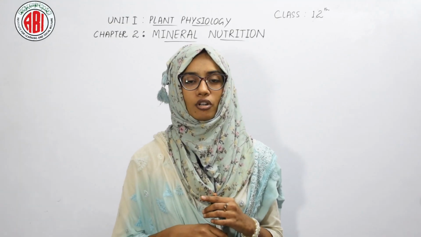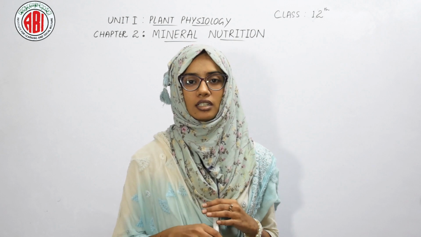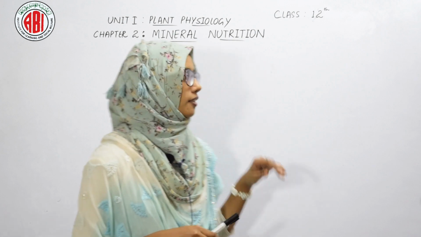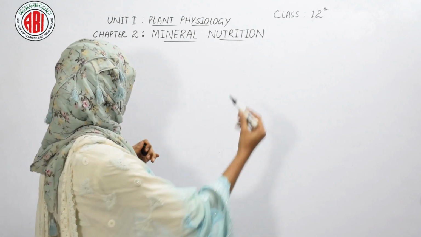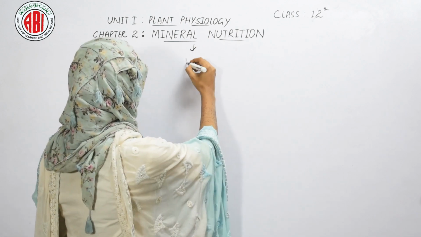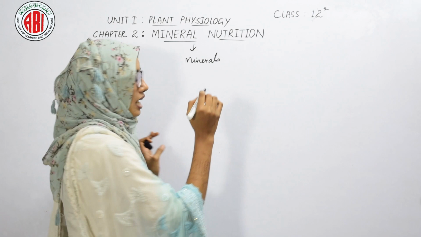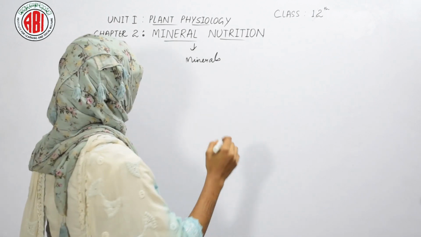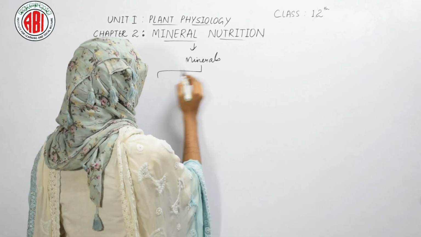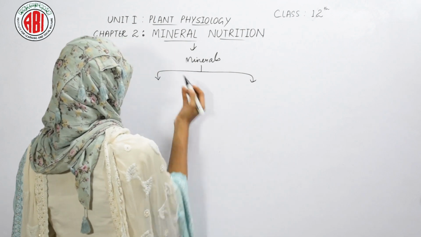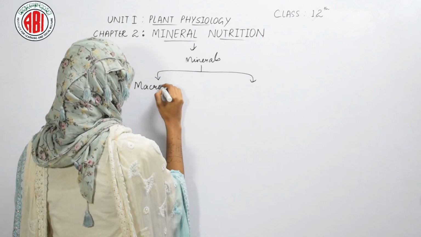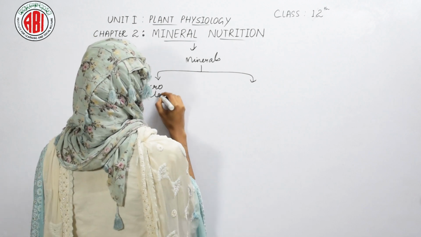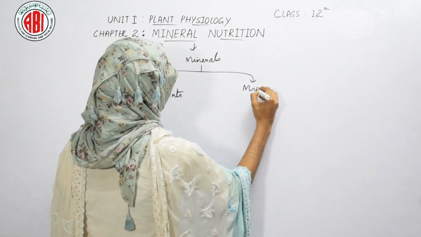In today's class, I'm going to start a new chapter under the unit Plant Physiology, and the name of this chapter is Mineral Nutrition. In this chapter, we are going to study the minerals. Minerals are classified into two main types based on the amount in which they are required by the plant body: macro elements and micro elements.